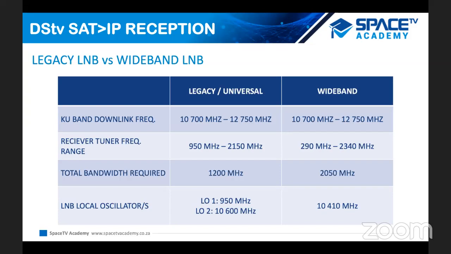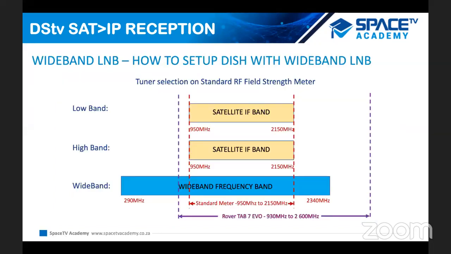The local oscillators, as we mentioned before: your legacy LNB has two oscillators, the low band 9750 and 10600. I see there's a typo there. And your wideband is 10410 megahertz.